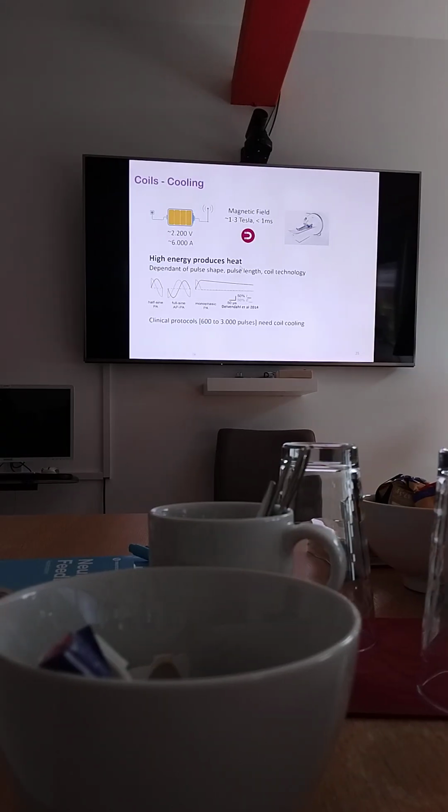This is what the energy outcome of the coil is. And here, just the information about the clinical protocols. They can have between 600 and 3,000 single pulses.